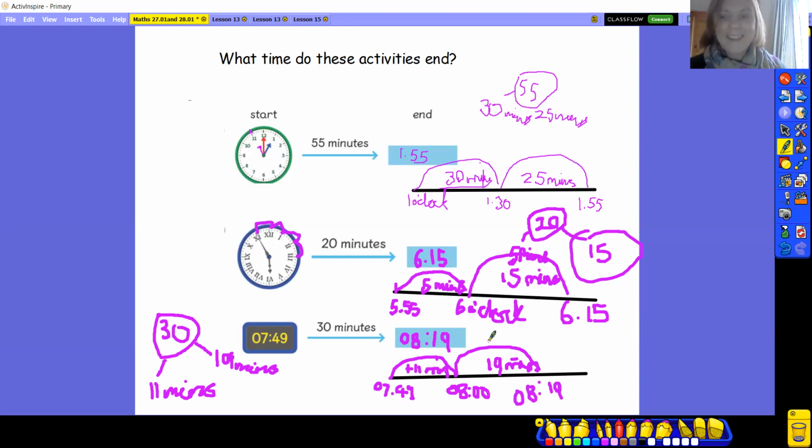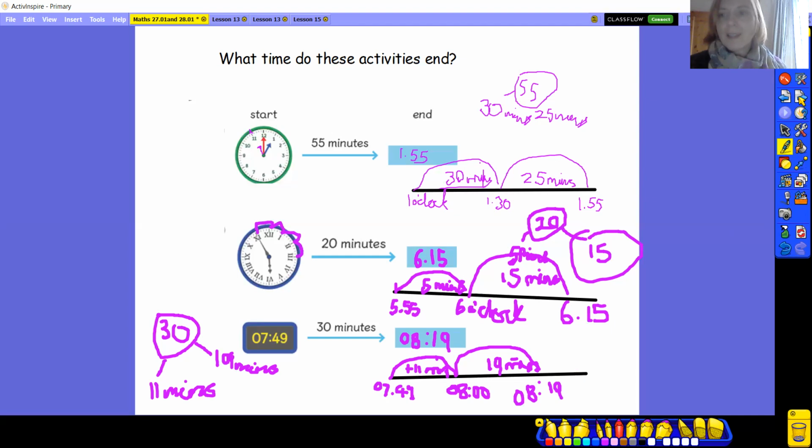And that's right, can you see? It's the same as when I worked it out on my little clock. So you've got those two methods of using it. Don't forget to say we're adding, so that's why we're starting at the left-hand side of the number line. We're not subtracting because we're trying to work out what time these events finish at, not start at.